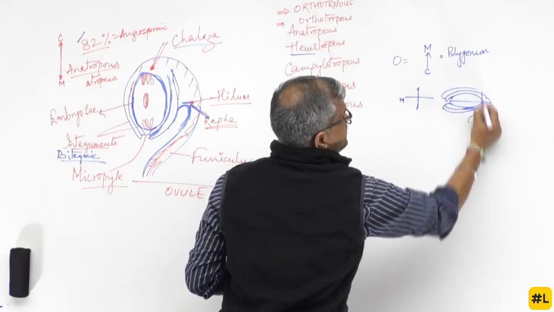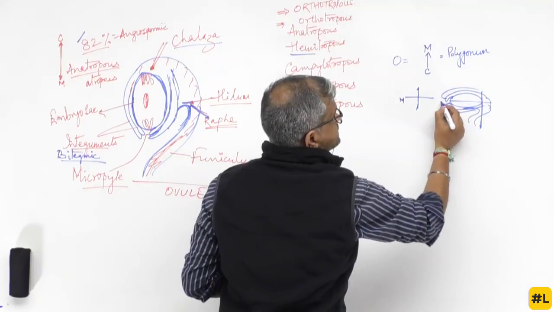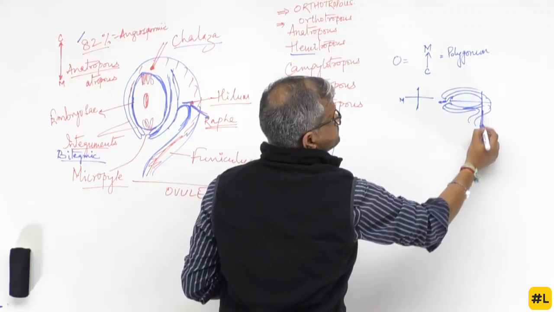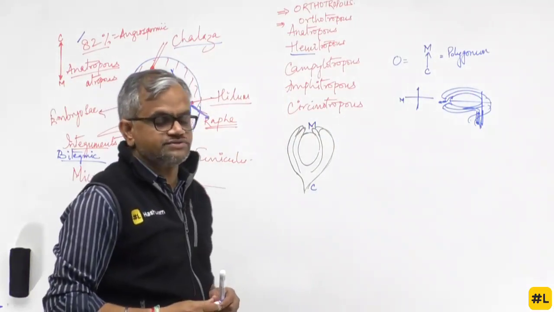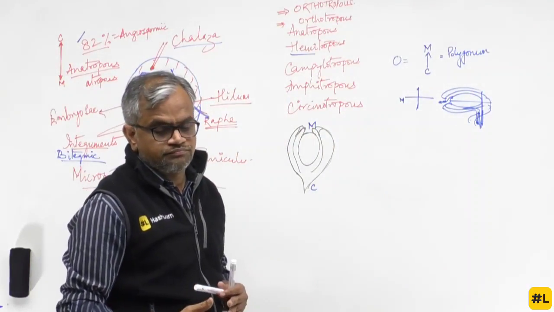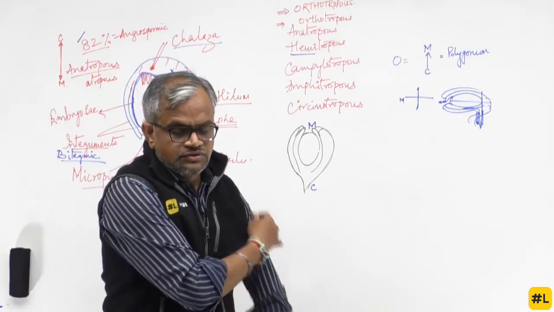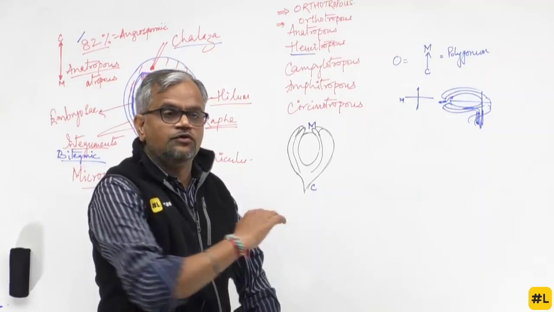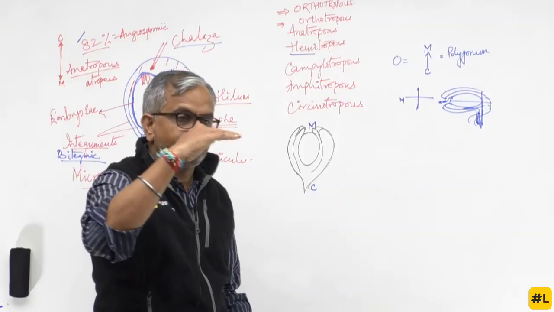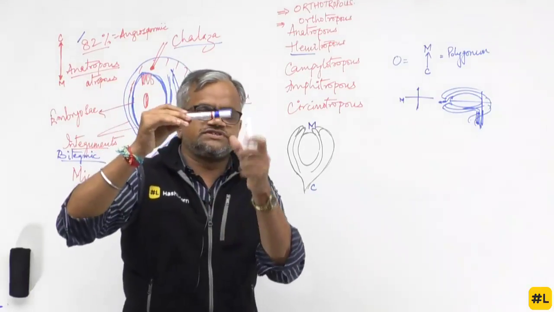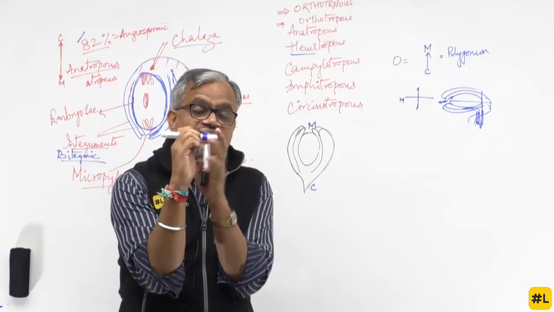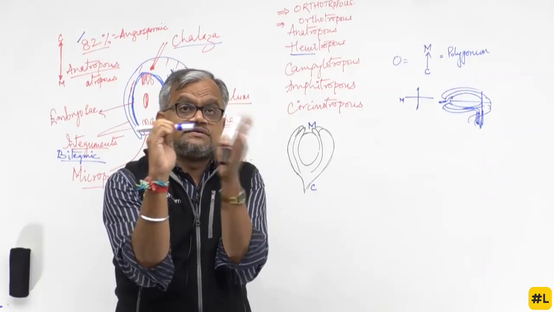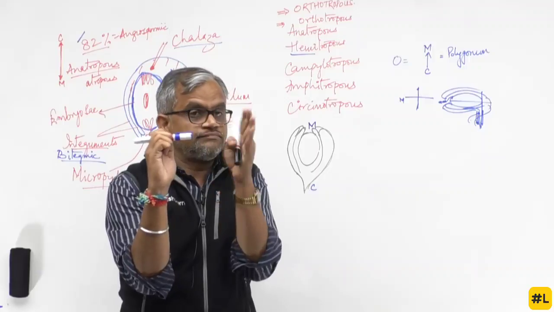If you see, this is 90 degrees. Funiculus and micropyle. Most important. When I say this, the body of the ovule is twisted halfway. The body of the ovule is twisted halfway. That is a unique thing.